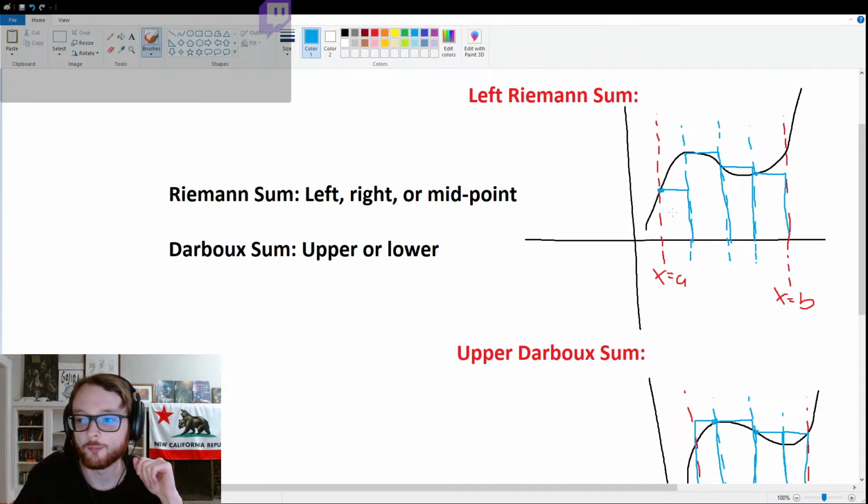Whereas a Riemann sum, it can be iffy. What's an overestimate or underestimate? Hey, Anders.